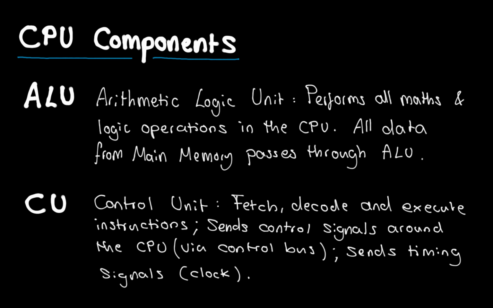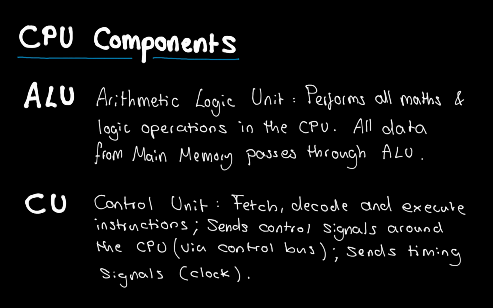The CU stands for control unit. The control unit is responsible for essentially sending out control signals, so instructions, to all of the other hardware components on the system, as well as sending control signals to the different components in the CPU. So the control unit is responsible for fetching, decoding, and executing instructions from main memory, and sending these control signals via the control bus. We'll be going over buses in a couple of slides as well.